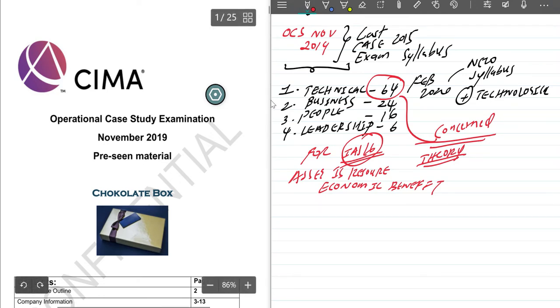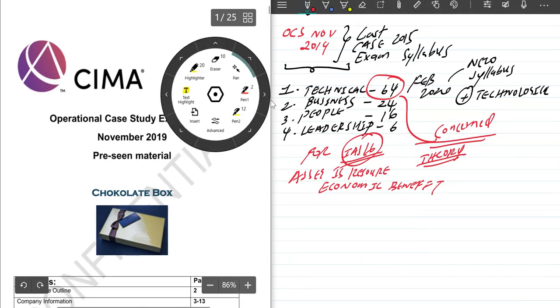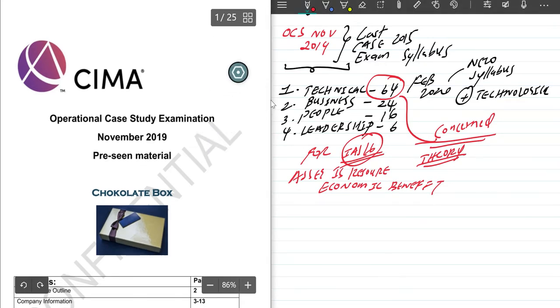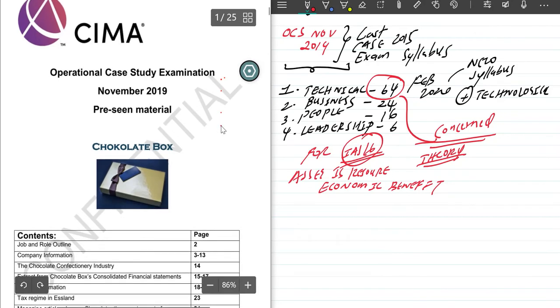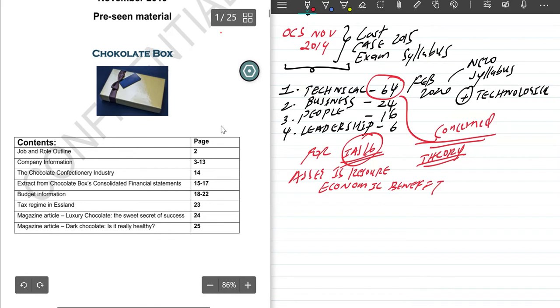And now students, before I start the case study analysis, I am kindly reminding you to have a piece of paper and a pen so that you can write down the information while you are going through the video, so that it will save a lot of time. So students, let's see here the operational case study analysis November 2019.